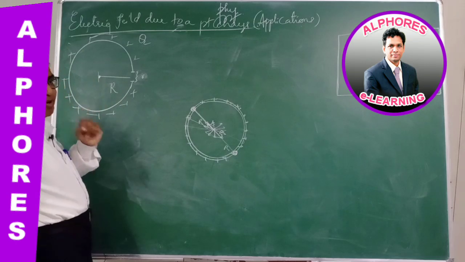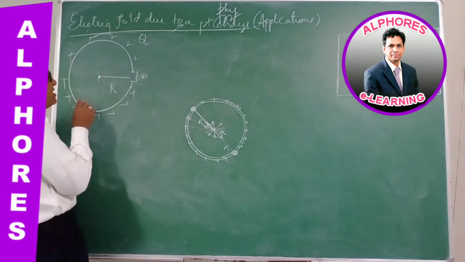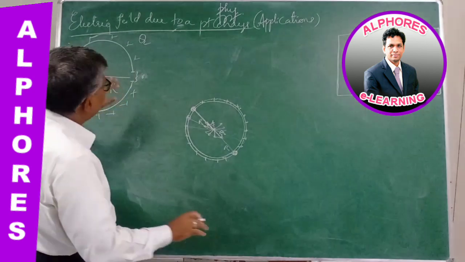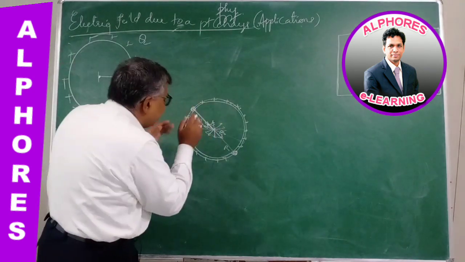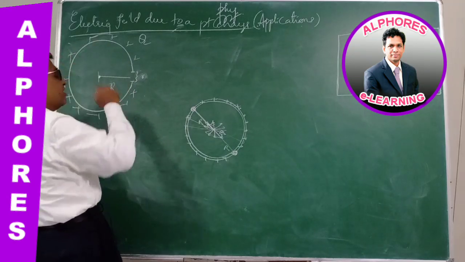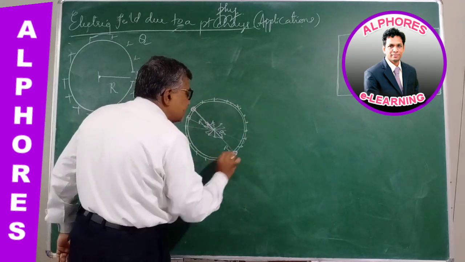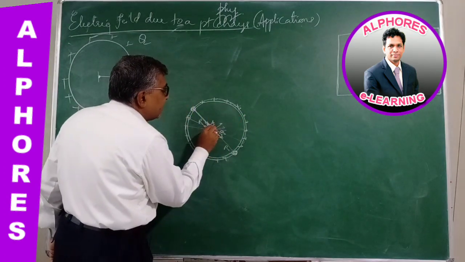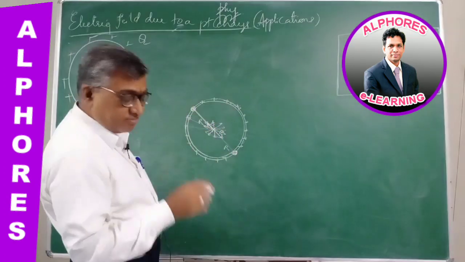So coming to our problem, in our problem he said a part of it is removed. Now what we will do is, let us consider that all the part of the ring is existing, right? Even this part is also existing. So the net electric field at this point is 0, right?